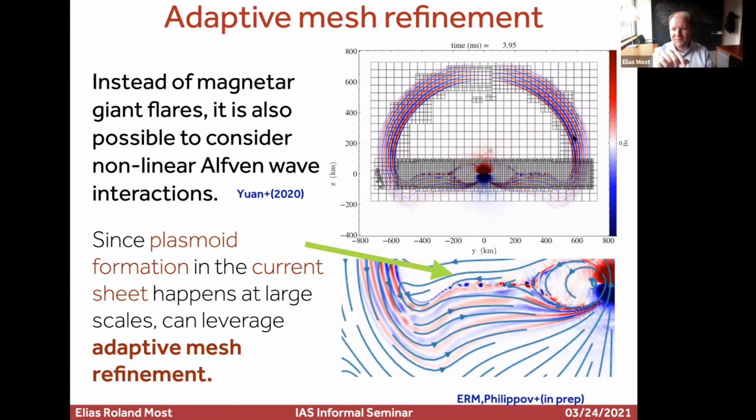Think of it simply as a wave along the field lines. And what happens is this alpha wave will become nonlinear, it will trigger the plasmoid formation. But as you can see in the zoom in, plasmoid formation happens on a much smaller scale than the scale of the wave or the scale of the star.